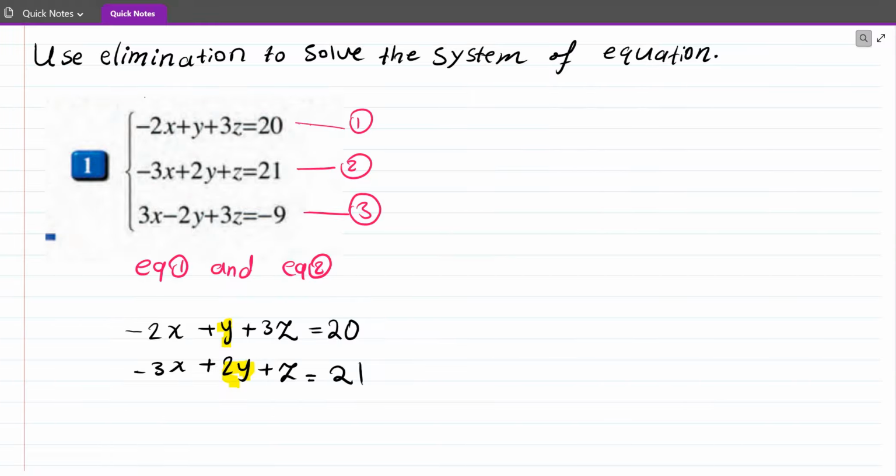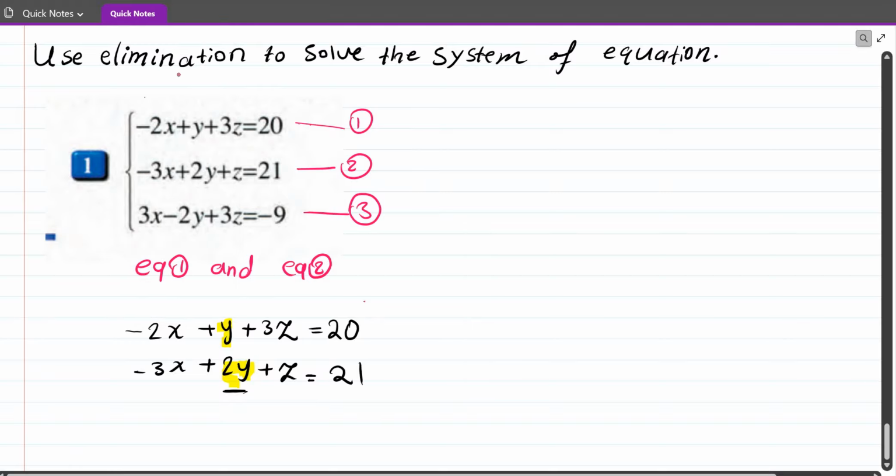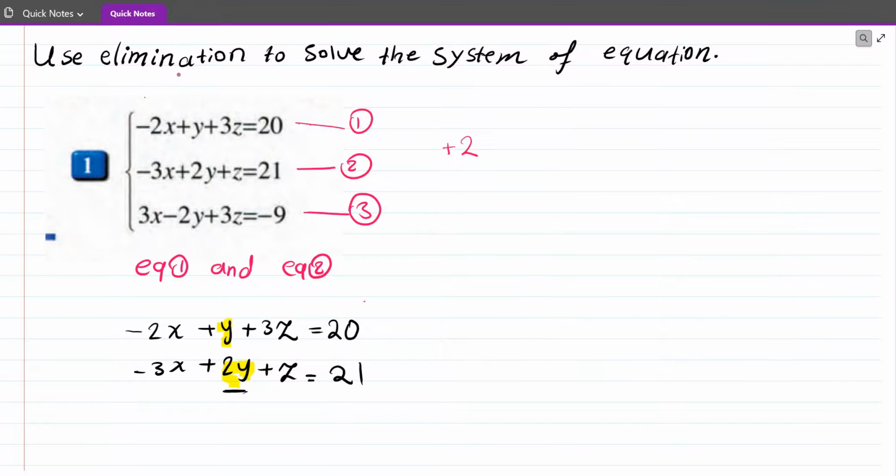So I need to find, as you see, the coefficient in the second equation is 2y. So I need to find a number such that, since you have 2 already, 2 plus or minus which number? The answer is 0, because elimination is about canceling or making it 0. 2 plus negative 2 equals 0, right? So I must make the coefficient here a negative 2. So I need to multiply this equation by negative 2.